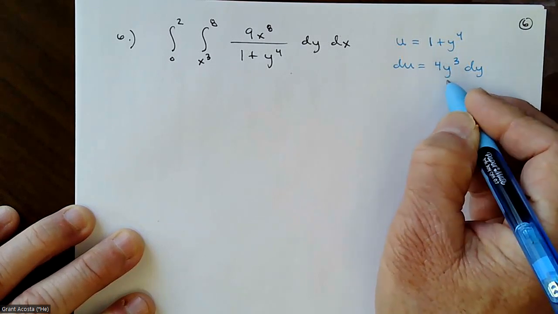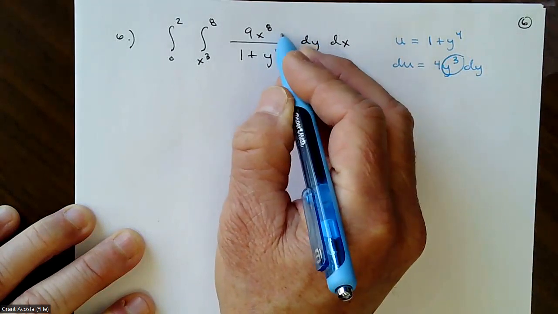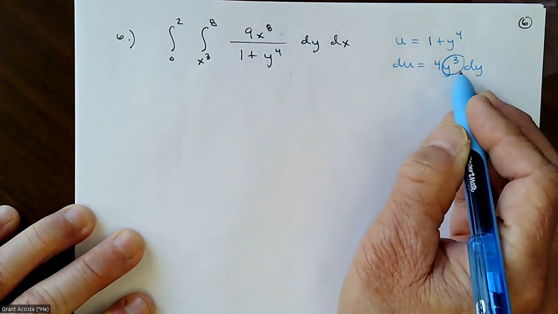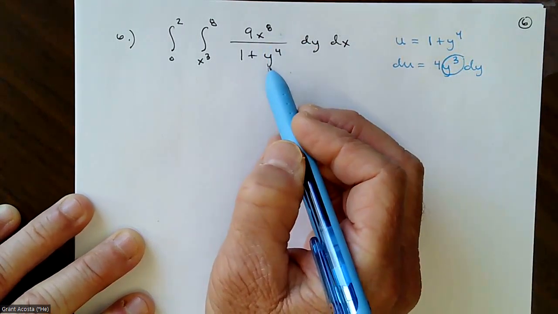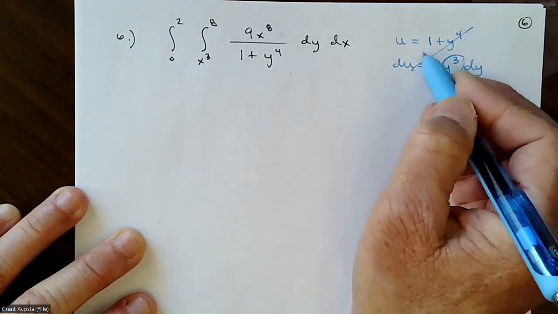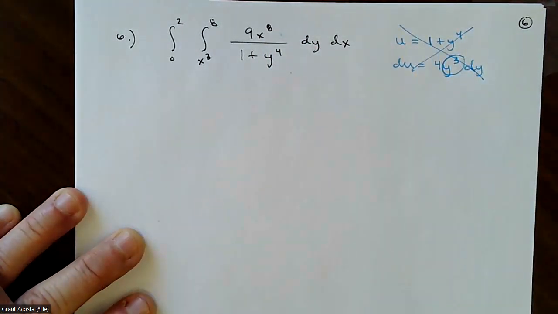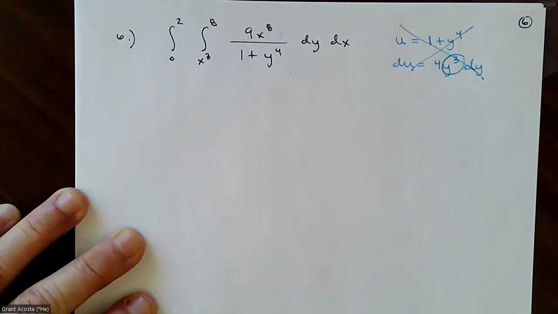And constants are okay, but I'm missing this, right? I would absolutely need to see a y cubed somewhere in the numerator in order for this to work out. So what I would say is if you try a u substitution and you're just not getting the du that you need to make it work, it probably means that you cannot integrate this with respect to y. So you're going to need to reverse the order of integration.